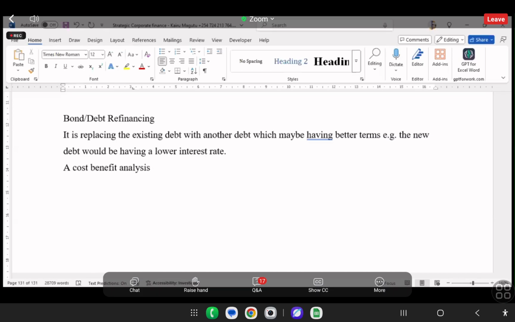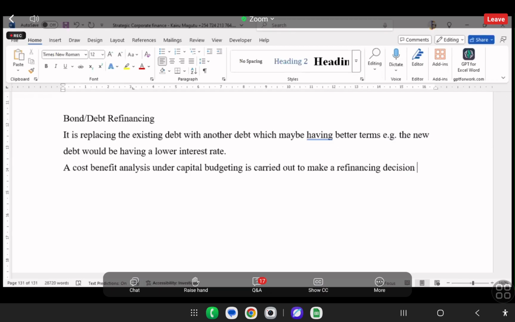A cost-benefit analysis under capital budgeting is carried out to make a refinancing decision. To make a refinancing decision, we carry out what we call the cost-benefit analysis. You need to evaluate a set of variables to replace an existing debt with a new one. And I want to give a very simple example.